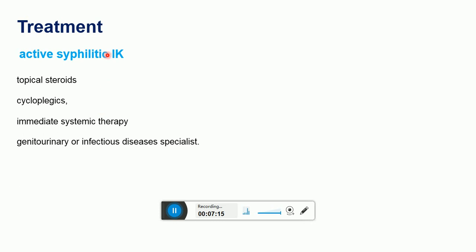Treatment of active syphilitic interstitial keratitis is with topical steroids and cycloplegics, as well as immediate systemic therapy under the care of a genitourinary or infectious disease specialist.